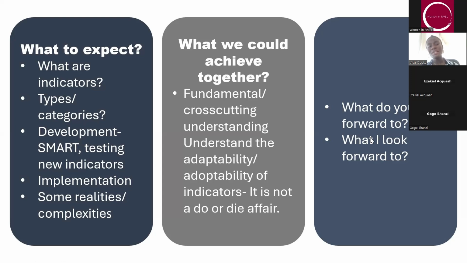So I would want to briefly touch on what indicators are, the types and the categories, and then the main topic, which is about developing them. Most of us are aware of the SMART criteria: specific, measurable, attainable, realistic or relevant, depending again on the context, and also time bound. Then testing new indicators, the implementation, some realities or complexities that I would want to share based on my experiences. And what can we achieve together?